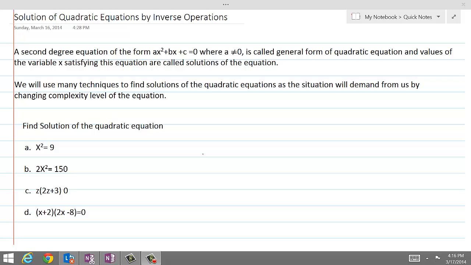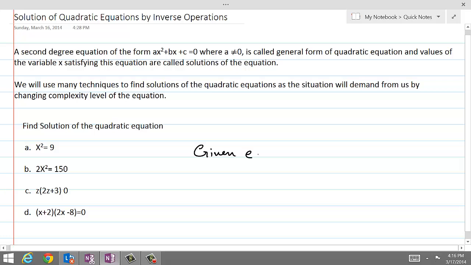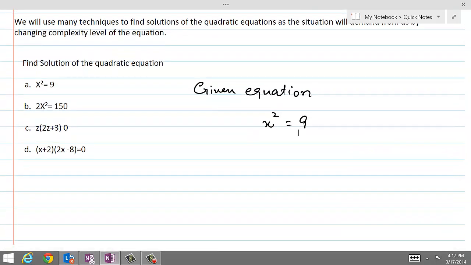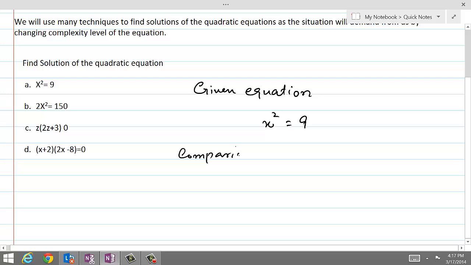Here we are given a question. The given equation is x square equal to 9. It's always good practice to compare it with the standard form and find out the values of a, b and c.